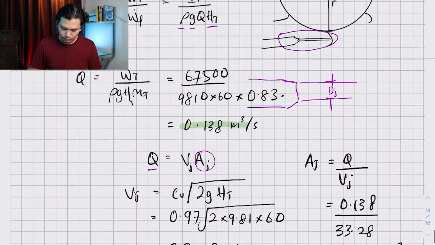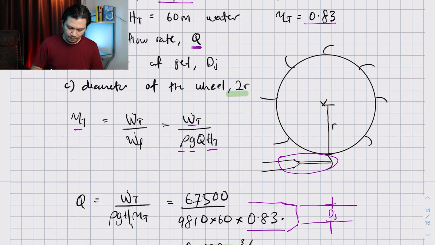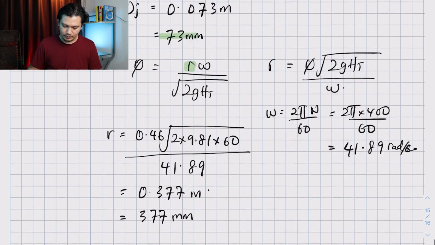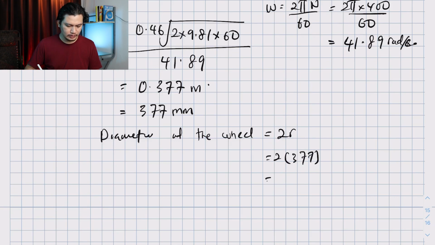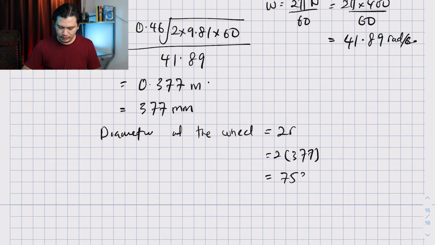Remember the question is asking for diameter. So diameter is simply 2r. So diameter of the wheel is equal to 2 times R. This is 2 times 377, which is equal to 753 millimeter. And this will be your answer.